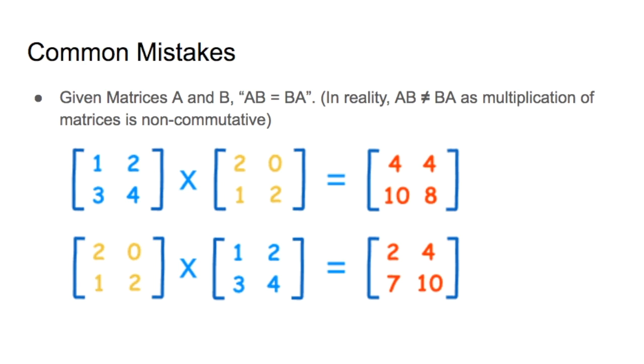Okay, so finally we'll be going through some common mistakes that students make when they multiply matrices. So given matrices A and B, students tend to make the mistake that AB equals BA, whereas in reality AB is not equal to BA, as the multiplication of matrices is non-commutative. As we have stated earlier on in the video, when we multiply matrices, it is both non-commutative and associative.